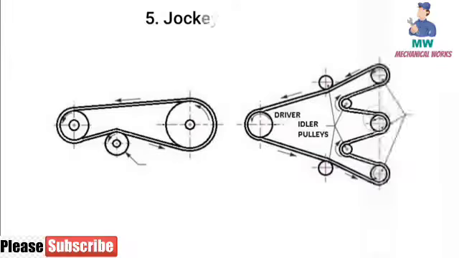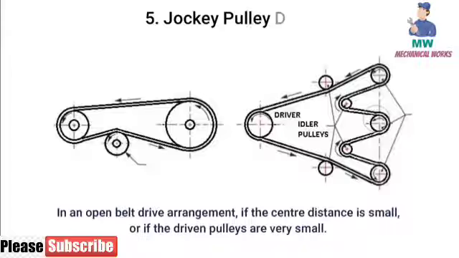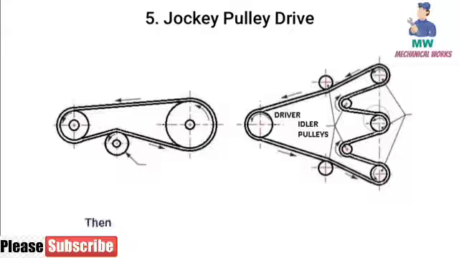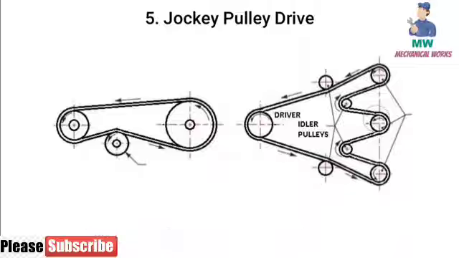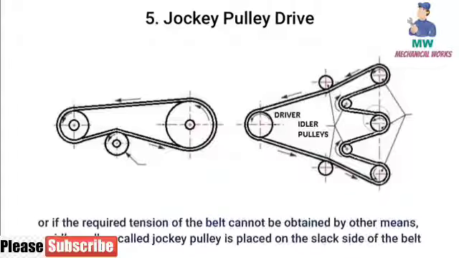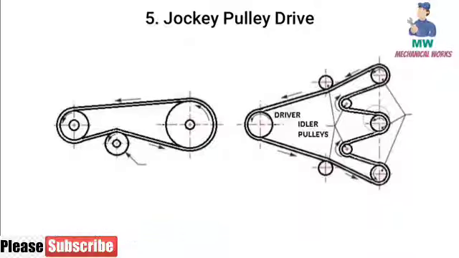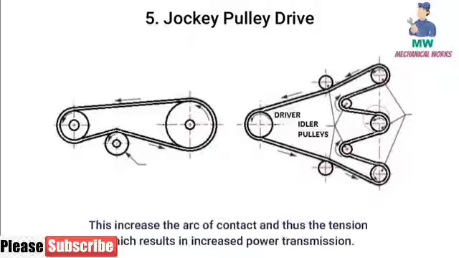Jockey pulley drive. In an open belt drive arrangement, if the center distance is small, or if the driven pulleys are very small, then the arc of contact of the belt with the driven pulley will be very small, which reduces the tensions in the belt. Or if the required tension of the belt cannot be obtained by other means, an idler pulley called a jockey pulley is placed on the slack side of the belt. This increases the arc of contact and the tension, which results in increased power transmission.